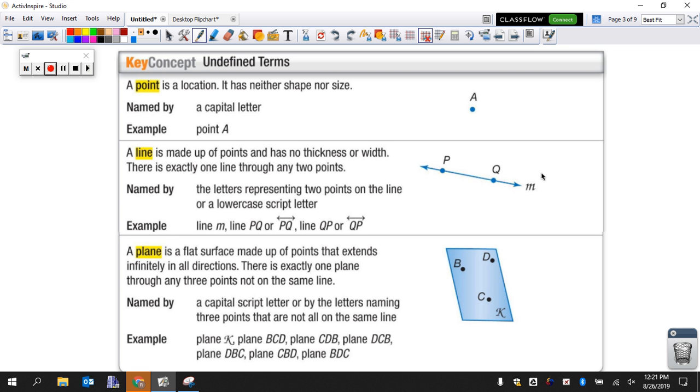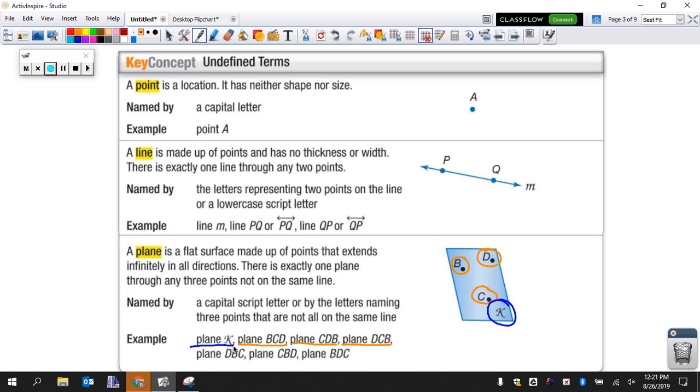We show a plane by either naming three of those points, in this case, C, B, and D. So we could name that as plane BCD, plane CDB, or plane DCB. In other words, it doesn't matter what order those points are, as long as you have 3 points. Or the other way of naming a plane is by the capital script K that's over there.